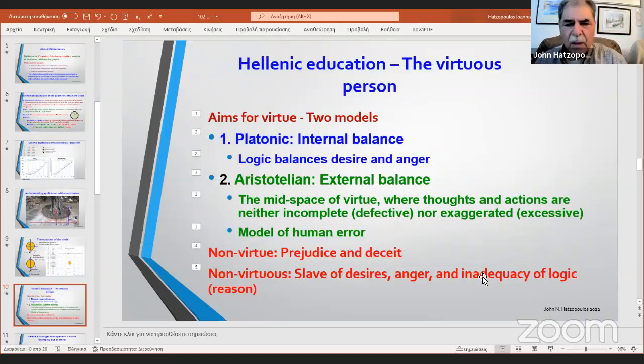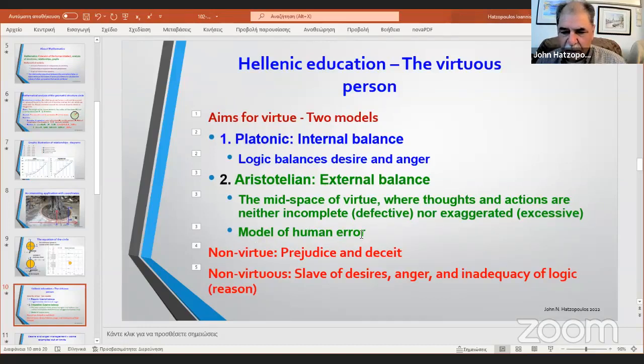Now, we said also, and we are going to repeat many times in this course, that we have two models here. These two models are basic for Hellenic education. This is, you know, all the foundation for Hellenic education. It is these two models. The Platonic of internal balance, where the logic balances desire and anger, and the Aristotelian or external balance, which is the mid-space of virtue, where thoughts and actions are neither incomplete or defective, nor exaggerated or excessive.